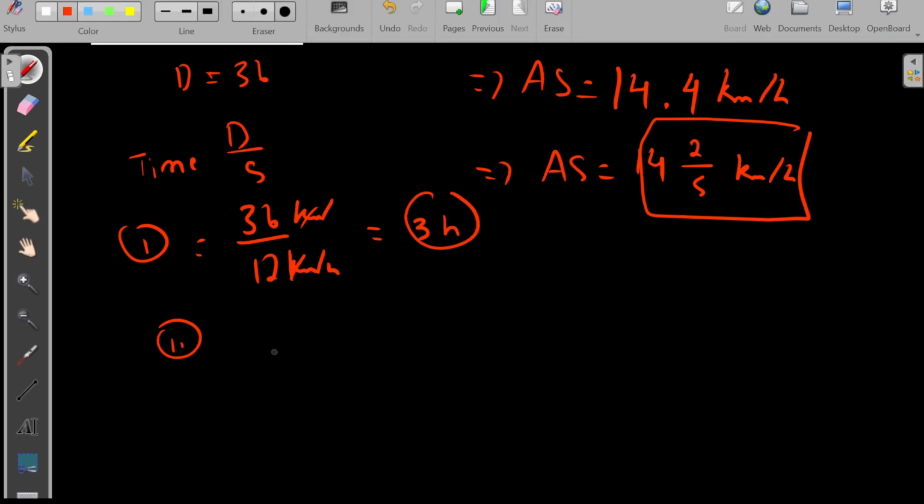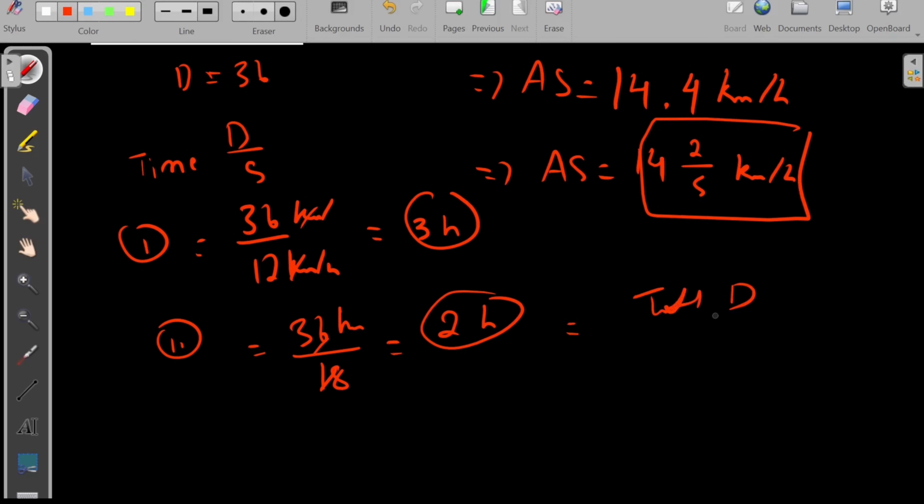What about the second one? 36, which is the distance, over 18. 18 times 2 hour will be 36. So it will be 2 hour. And we can use the formula, which is total distance over total time.